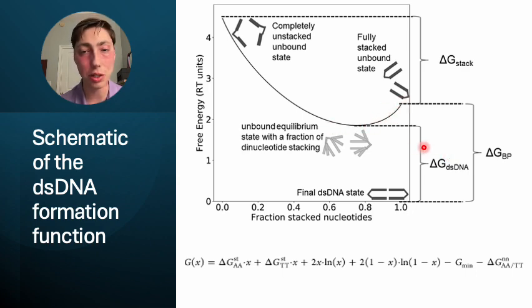So the difference between these two variables right here, these two free energy differences between the unbound equilibrium and the fully stacked unbound state, is the crux of the importance of the hydrogen bonding and base pairing in the system. So this difference I'll discuss a little bit later, but that just gives you a full description of this schematic right here and why this free energy curve is important.